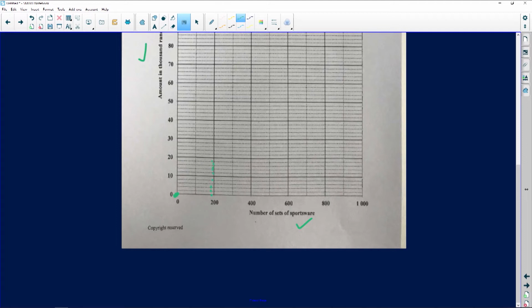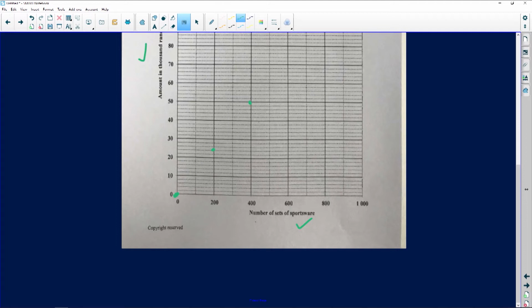I'm going to erase this because I was just tracing it so that we can see exactly what is happening over there. That's around your 25,000 rand. At 400 items, it's 50,000 rand going up. That's an easy one to trace.